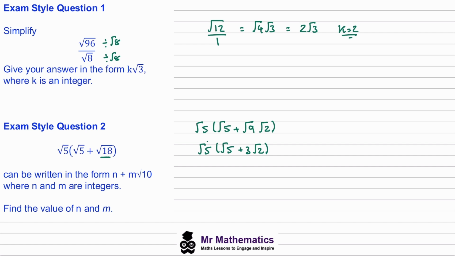Then we can expand out this bracket. We've got root 5 times itself, which will just give us 5. And then root 5 times the 3 root 2, we'll have a 3, and root 5 times root 2 will give us root 10. So in this form, we can see that n will equal 5, and m will equal 3.